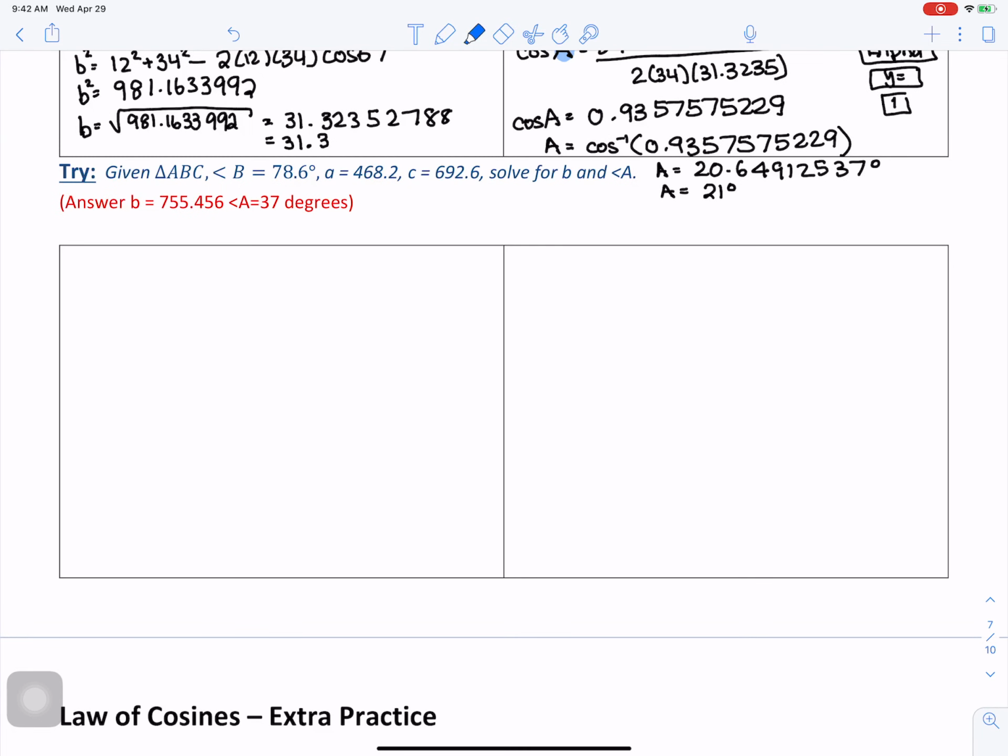Okay, let's try this one. Okay, I have a triangle ABC. Now I'm going to purposely try not to label my triangle for you. Well, we probably should, but even if you don't label it, as long as your numbers go in the correct spot when you're placing them, that's all that matters. So if this is capital B, there's the angle. I'm going to suppose that that is A, so this side would be 468.2. I'm going to put that this side is 692.6, and I'm going to call this capital C. And they want us to solve for lowercase b and angle A.